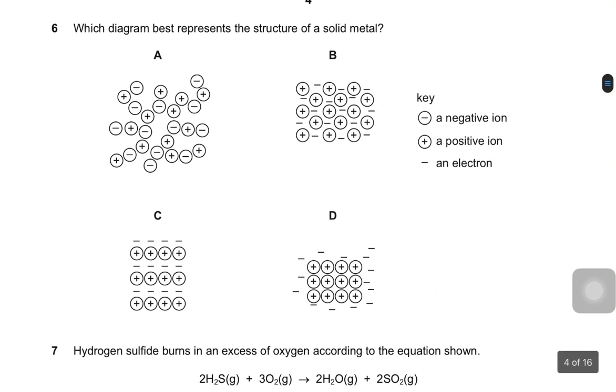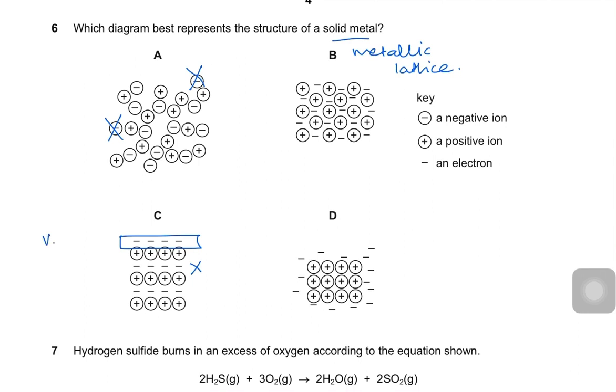Which diagram best represents the structure of a solid metal, which means a metallic lattice? Now, obviously, your first thought is going to be that A is definitely not the answer, because why does it have negative ions? Metals don't have negative ions. They have positive ions surrounded by a sea of electrons. Now we need to see it is not this. Again, C is not the answer, because here the negative ions are very much arranged in a regular pattern.